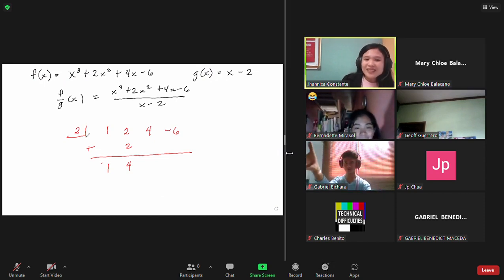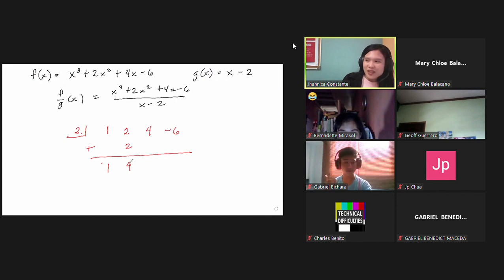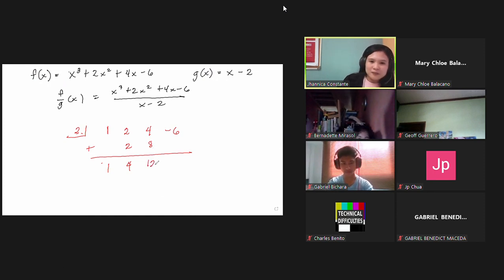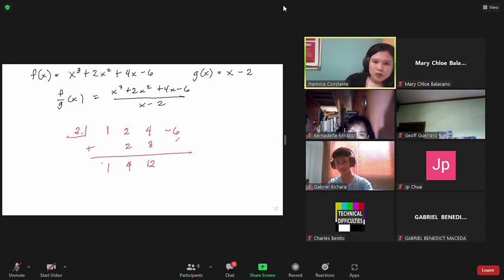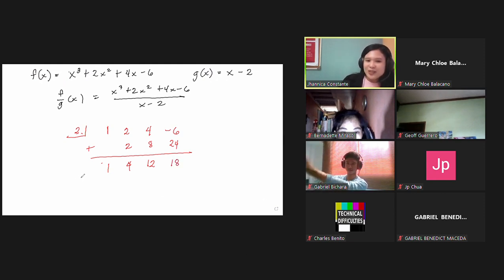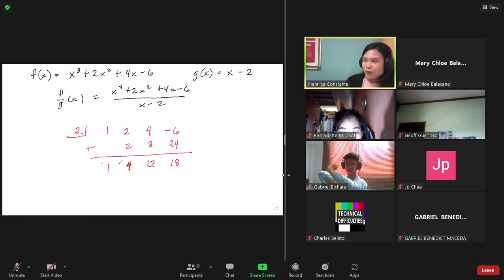We have 1 times 2 is 2. And then add. So 2 plus 2 is 4. 4 times 2 is 8. 4 plus 8 is 12. 12 times 2 is 24. Negative 6 plus 24 is positive 18. So we have all the coefficients that we are going to need to write the quotient of our two functions.